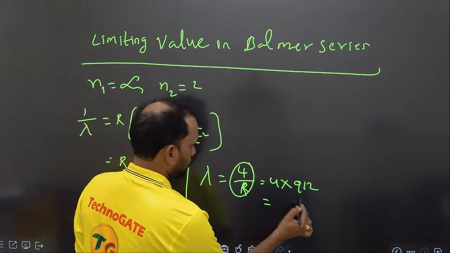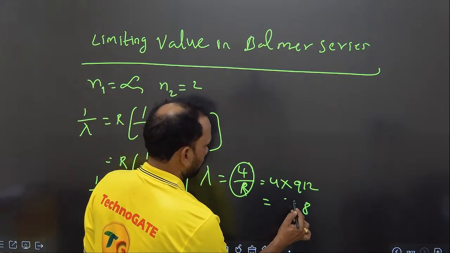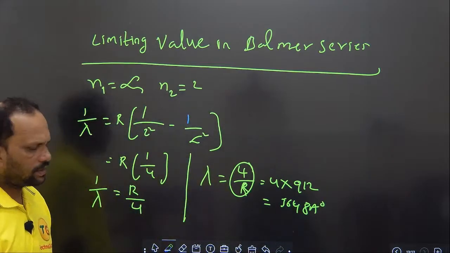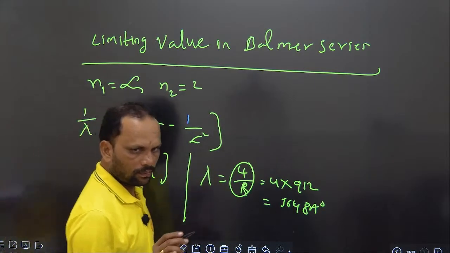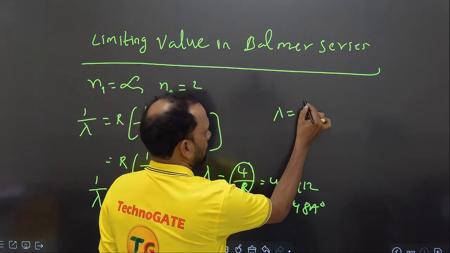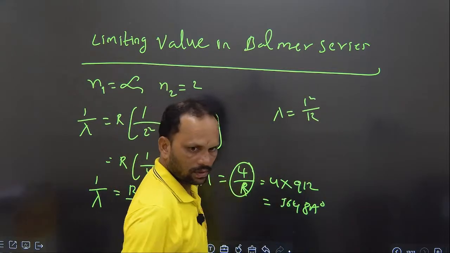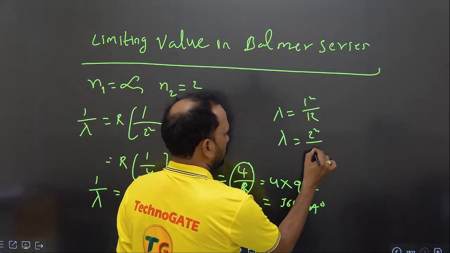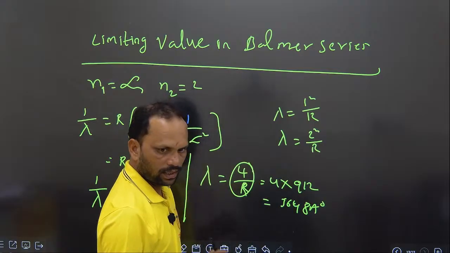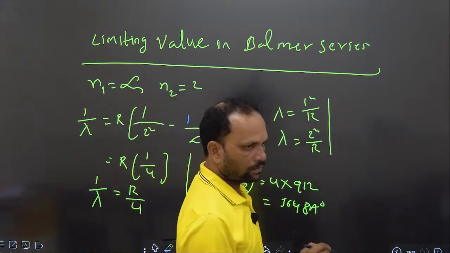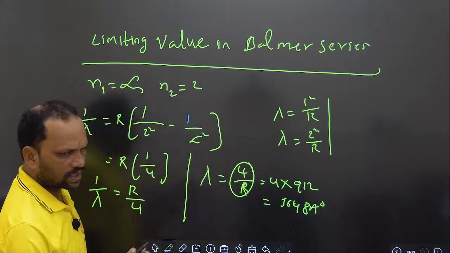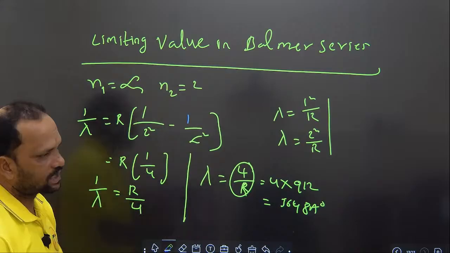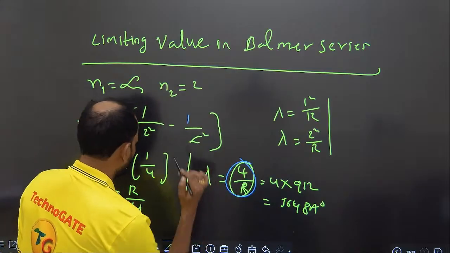Now 4 to the right, 4 by 36. Just remember, the limiting value of Lyman series is λ is equal to 1 square by R. The limiting value of Balmer series is λ is equal to 2 square by R, that is equal to 4 by R. At the same time, the limiting value of Paschen and Brackett we'll discuss later. Now this is the Balmer series, right?